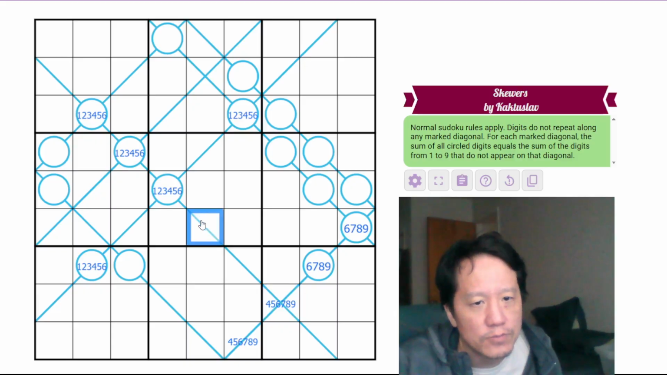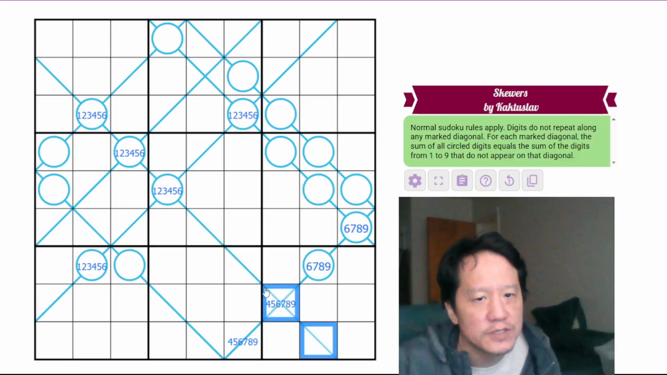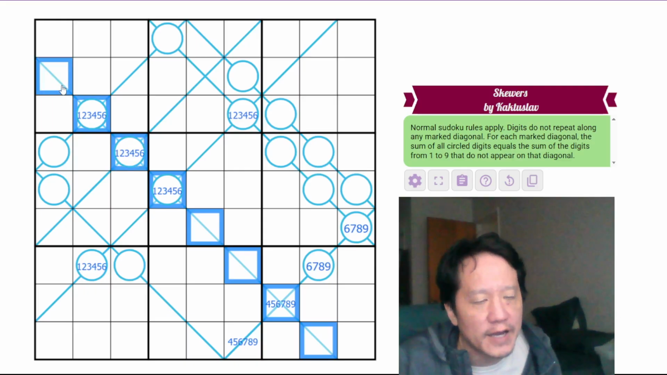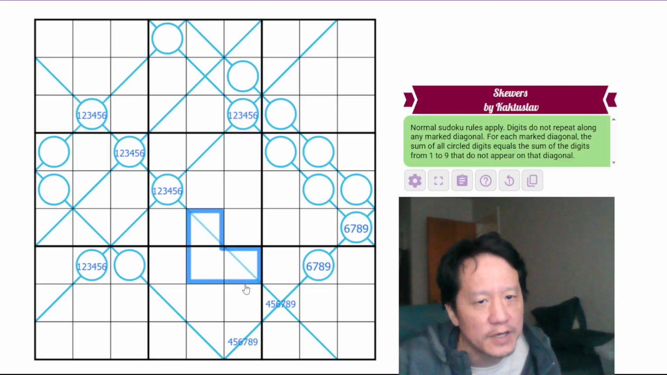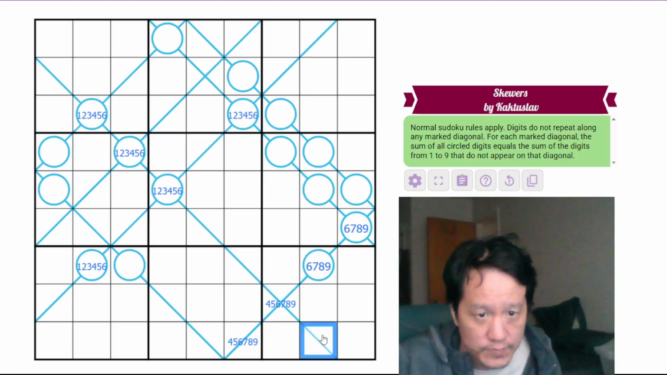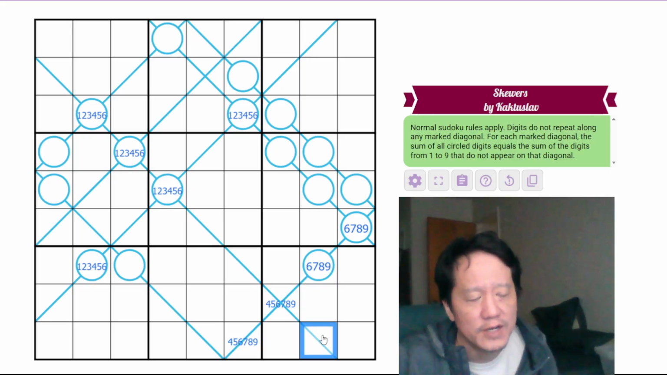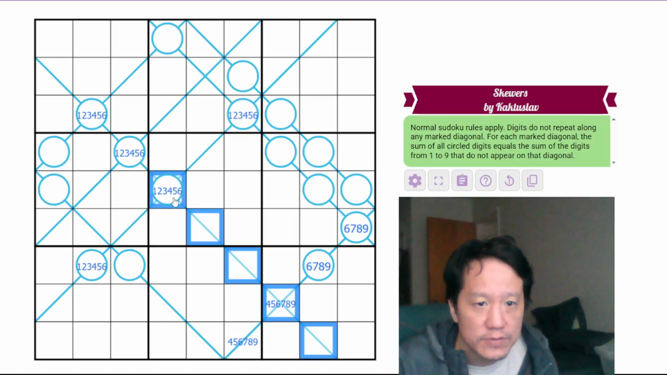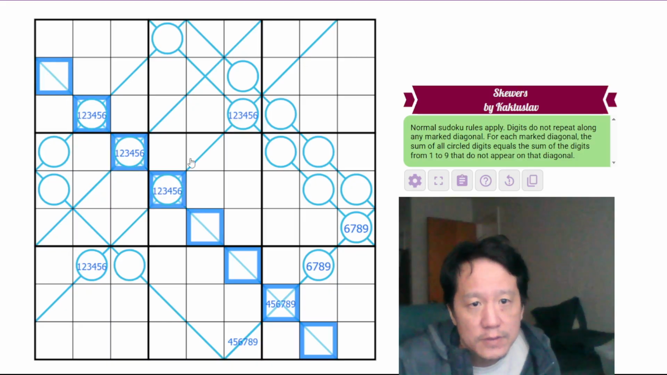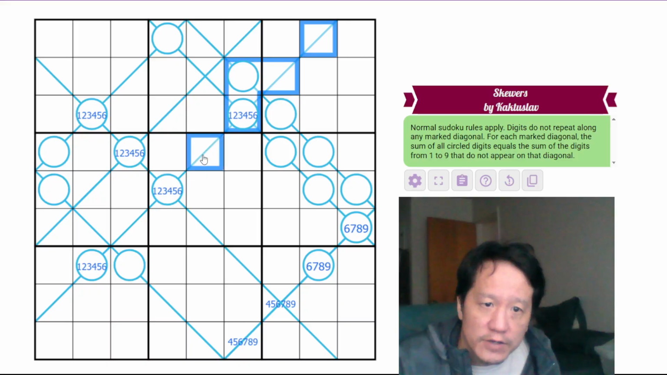We know one of these digits. So this digit not on the diagonal must be 6 through 9. So we're guaranteed a 1 already on this diagonal somewhere. And a 2. And a 1 through 5 is guaranteed on this diagonal. Same with this diagonal here.